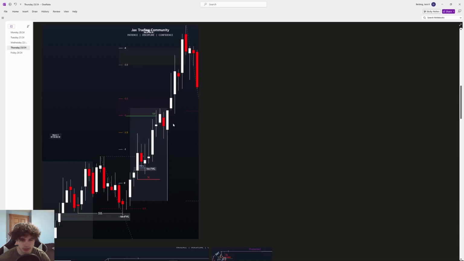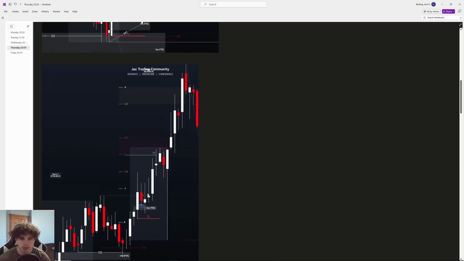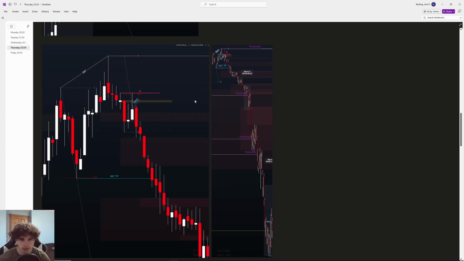And then after that happens, you can see we come back down. And then second TP could be at this 3.5 to 4. This is catching a bigger move. So very, very high up in the markets.